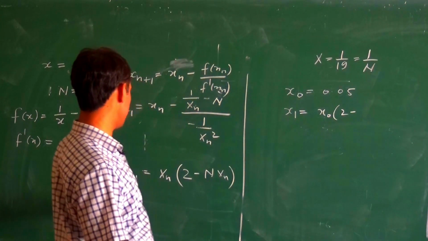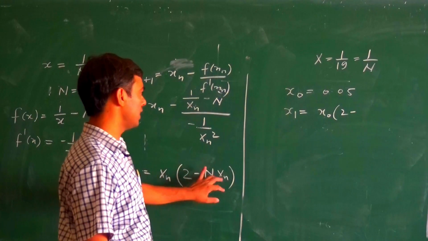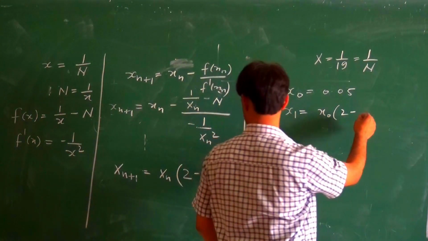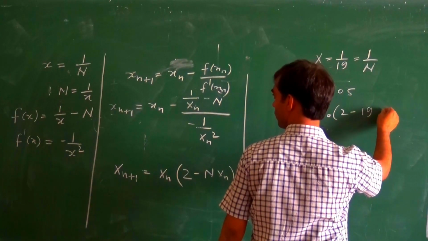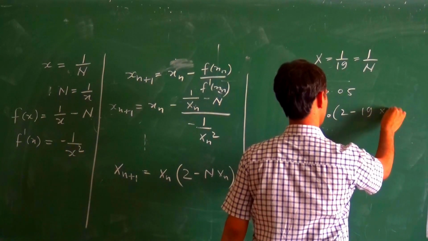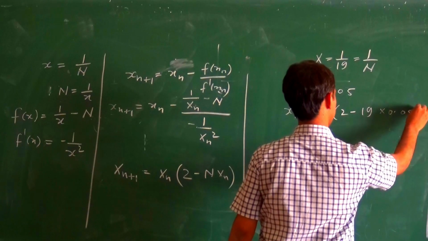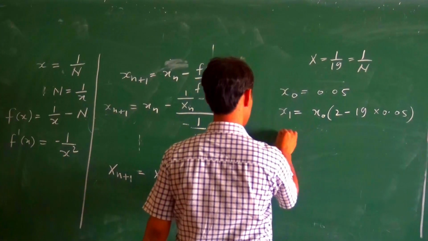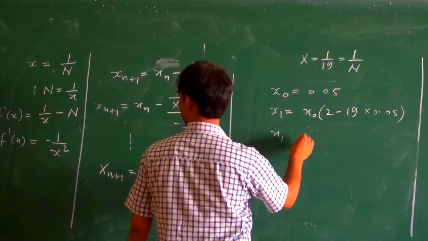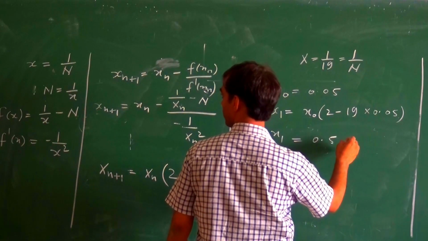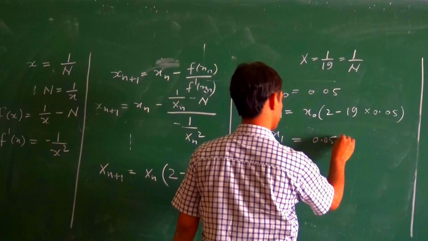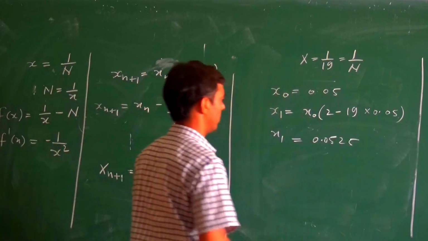For n equal to 0, x1 equal to x0 into 2 minus n x0. So 2 minus 90 into x0. Here x0 is 0.05. Now what is the value of x1? x1 becomes 0.0525. This is the value.